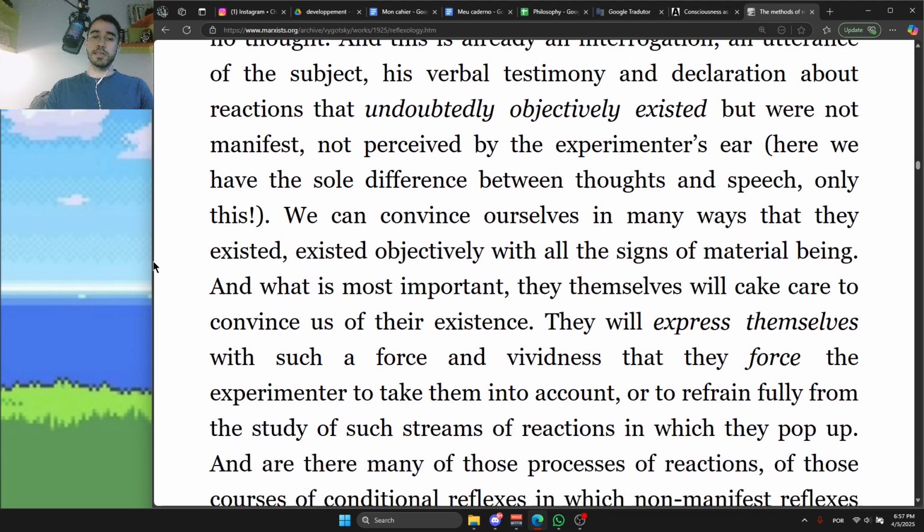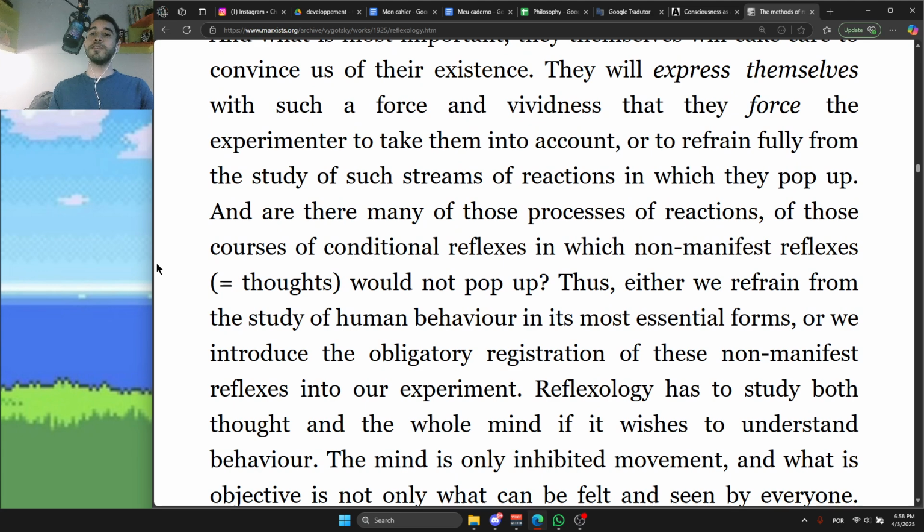They will express themselves with such a force and vividness that they force the experimenter to take them into account or to refrain fully from the study of such strings of reactions in which they pop up. And are there many of those processes of reactions, of those courses of conditional reflexes in which no manifest reflexes, equal to thoughts, would pop up? Thus, either we refrain from the study of human behavior in its most essential forms, or we introduce the obligatory registration of these non-manifest reflexes into our experiment.